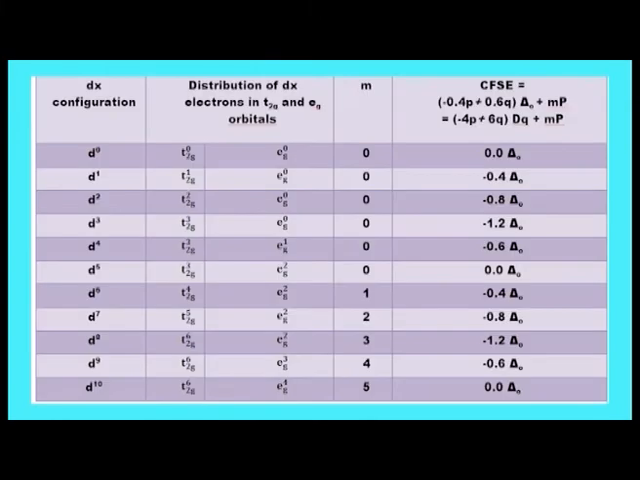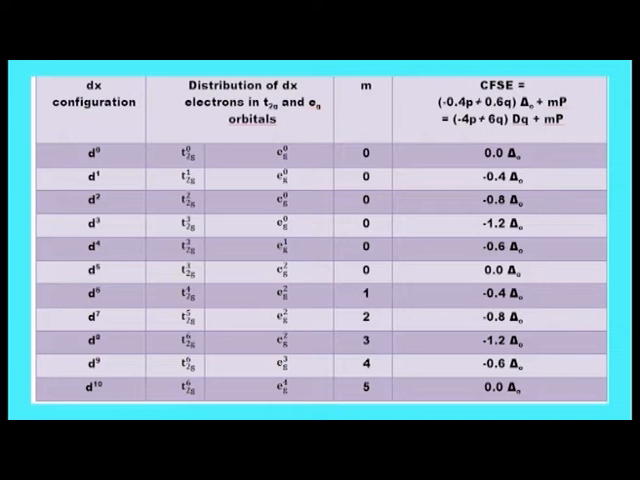In case of d1, the single electron occupies the T2g set, which stabilizes the system by minus 0.4 delta O. In case of the d2 system, the two electrons occupy T2g, which stabilizes the system by minus 0.8 delta O. For d3 arrangement in the weak field environment, 3 electrons occupy the T2g orbitals, which stabilize the system by minus 1.2 delta O.